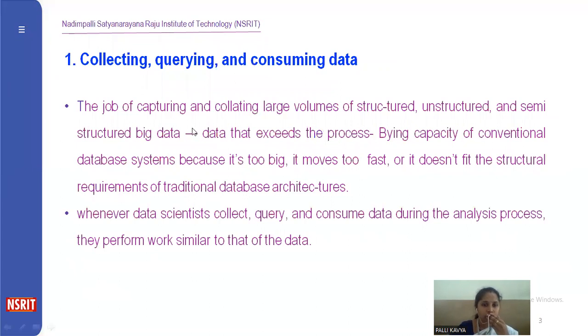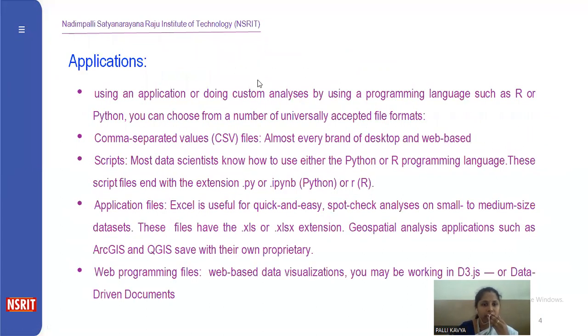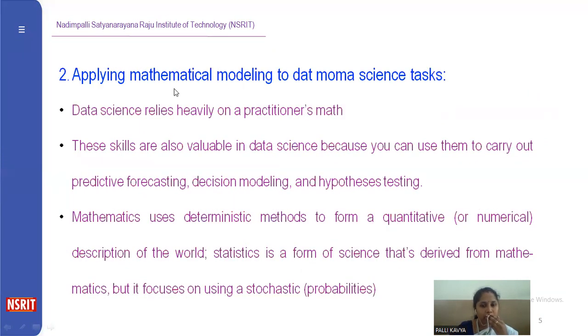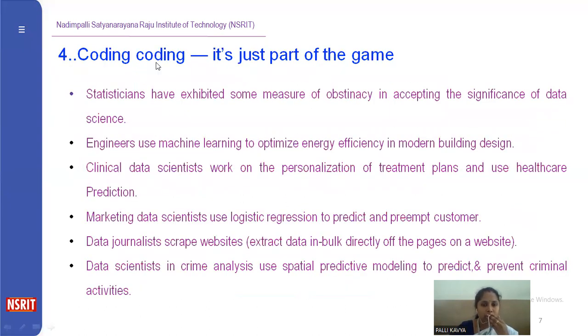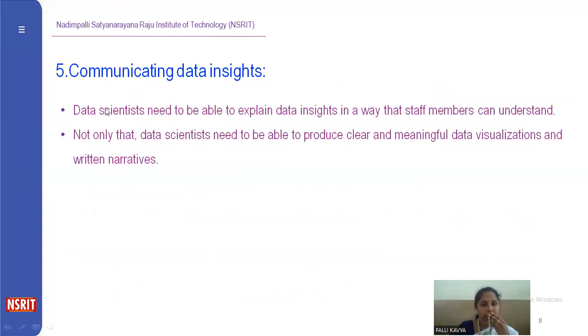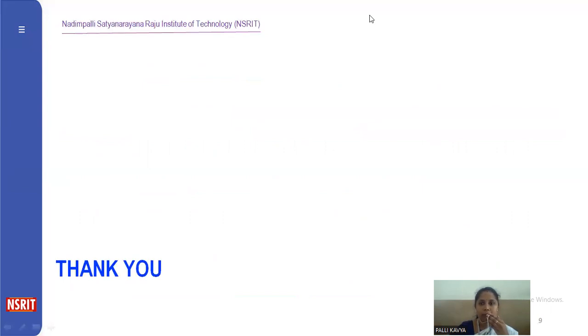So what was our topic name? Our topic name is analyzing the pieces of the data puzzle. Analyzing is nothing but looking at the fragments of the data set. What are the fragments of the data set? First is collecting, querying, and consuming data. For that we use applications with R and Python, and file formats. There are different types of files available for collecting data. Next we use mathematics, statistical methods, and the coding part, and finally data scientists need to communicate their insights. Thank you.